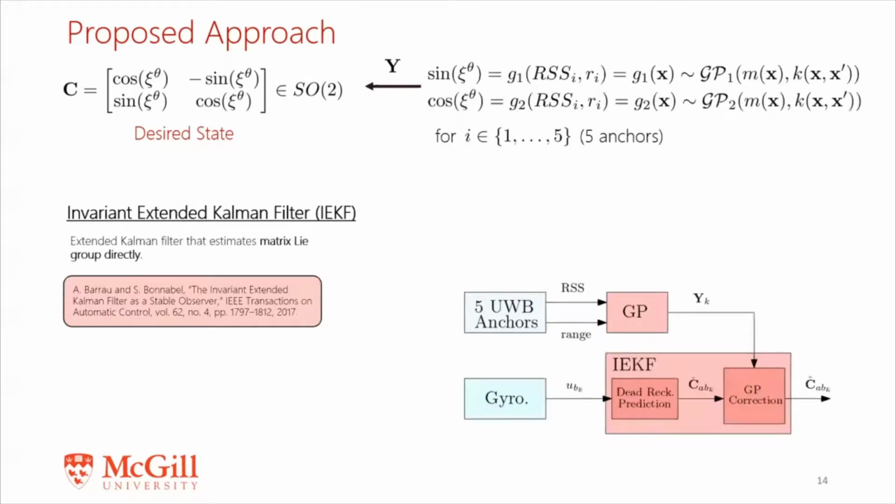As such, we use the gyroscope dead reckoning prediction step with our GP estimate as a correction step in this filter to produce our overall estimated SO2 state. For more information on the exact implementation of the IEKF in our approach, please refer to our paper.